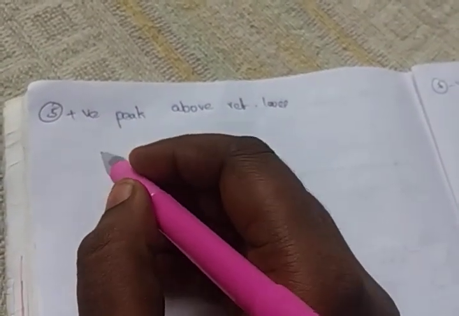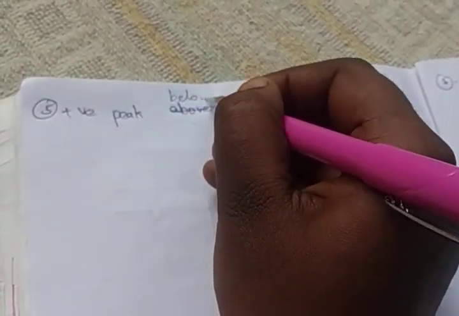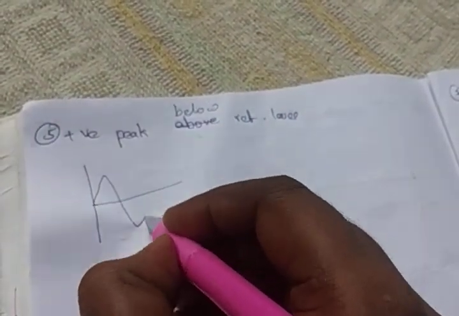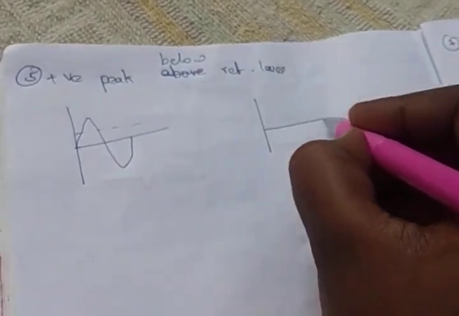Now the fifth one, positive peak clipper below reference level. So below reference we have our input like this. Below means this portion will clip. The desired output will be like this.